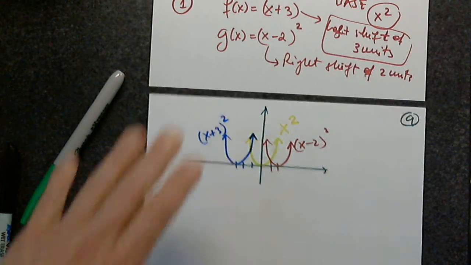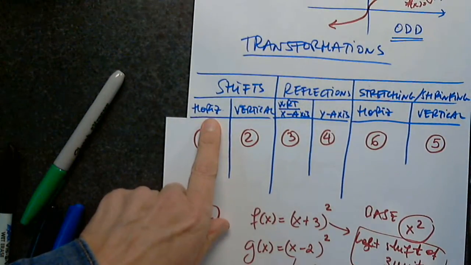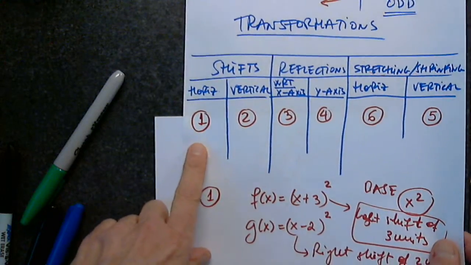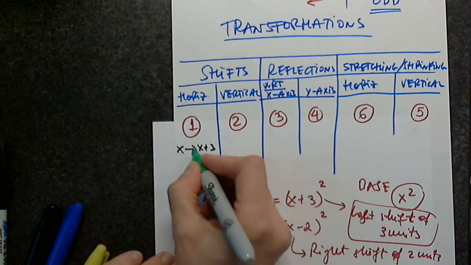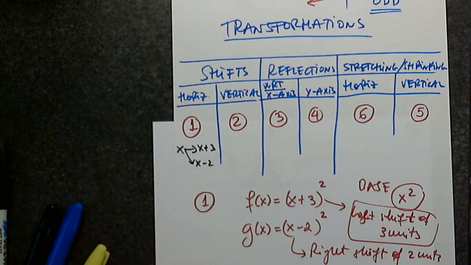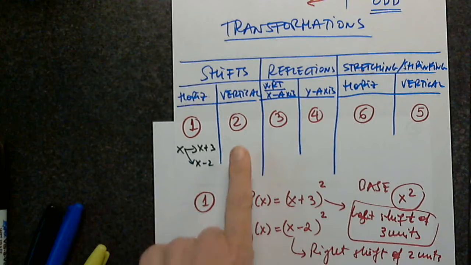So these are horizontal shifts. And I will write myself a note here. x changed into x plus 3 or x minus 2 as an example. The x plus 3 is a left shift. The x minus 2 is a right shift. Now we're looking at number 2.